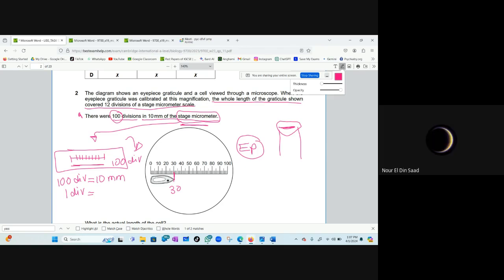We will divide 10 by 100. Correct. So every division on the stage micrometer, don't get confused, every division on the stage micrometer is 0.1 millimeters. Good. Now, they gave you another piece of information.